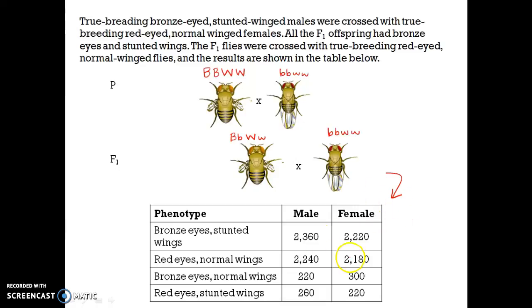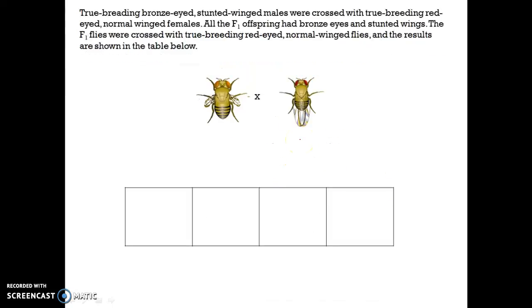Before we even look at these observed results, let's just make a prediction about what we would expect from our F1 cross with our red normal winged flies. So remember, our F1 flies are going to be heterozygous for both traits. And so when this fly packages its genes into gametes, we can have lots of different combinations. We can have both of the dominant genes get packaged into a gamete. We can have one dominant and one recessive.